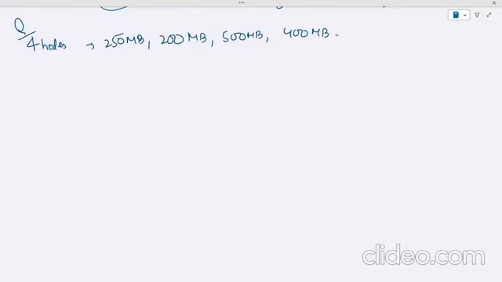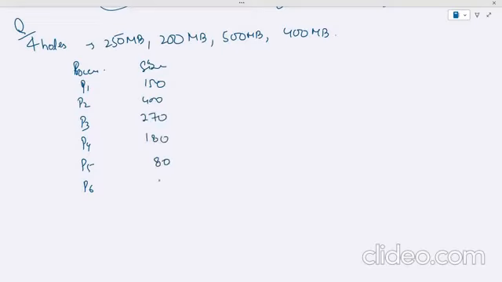Now you have process requests. Let's say six processes, P1, P2, P3, P4, P5, and P6, and the sizes of these processes, all in MB, are 150, 400, 270, 180, 80, and 50. So we have the empty spaces and we have the processes.